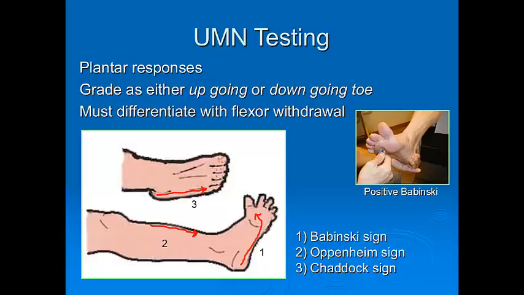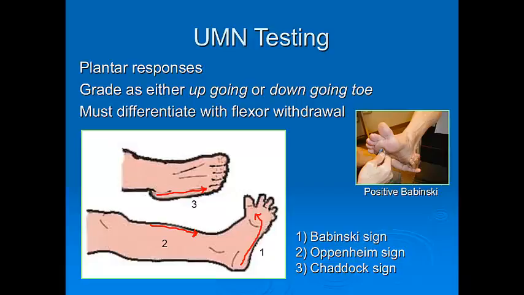In upper motor neuron testing, within the lower extremity, we're looking for the response to one of three different stimuli: the Babinski, where one creates a noxious stimulus along the weight-bearing surface of the foot, or the Oppenheim, which is along the sensitive bony part of the shin, or the Chaddock sign, where the stimulus is on the lateral aspect of the foot.